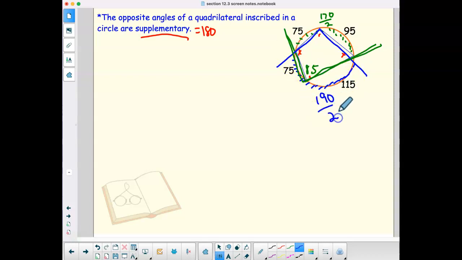And if I divide that by 2, I get 95. So you can see that 95 plus 85 is 180. Those two angles are going to be supplementary. Always. That will always be true. Okay? And same thing with the left and right ones. They will also always be supplementary.